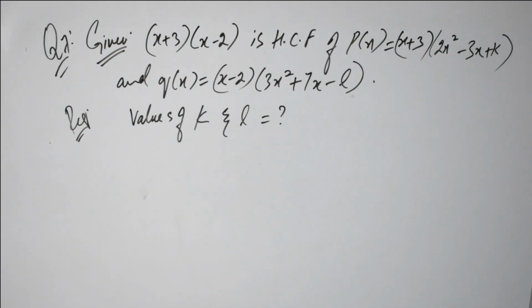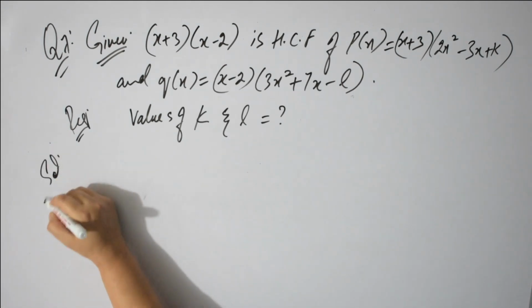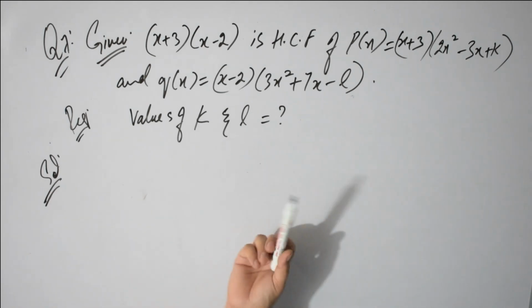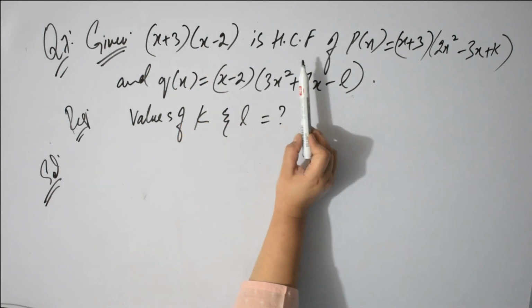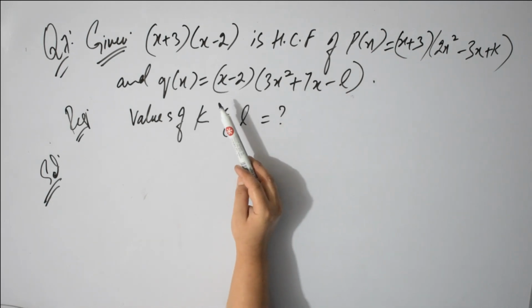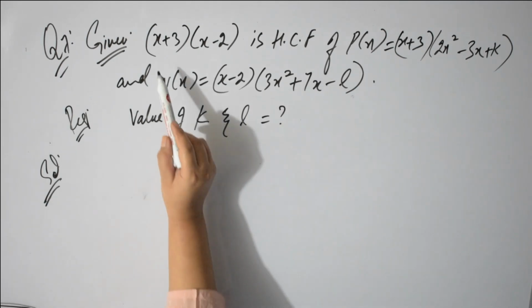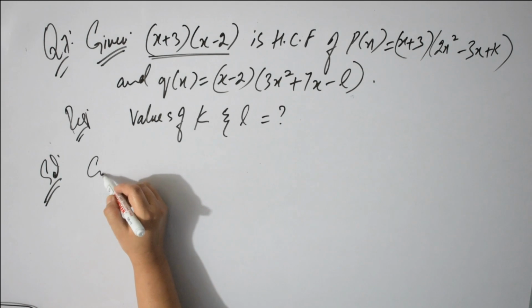Now come to its solution. Again its solution is very simple. They have given you that these two factors are the HCF of these two polynomials. It means first you will equate this equal to 0.